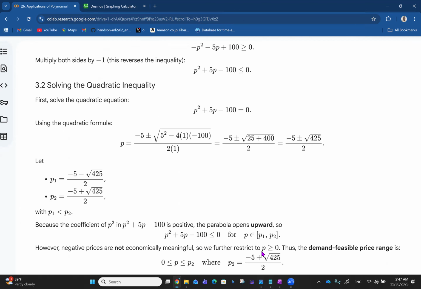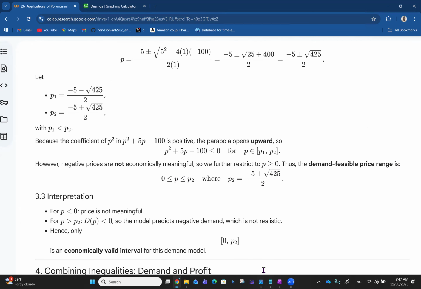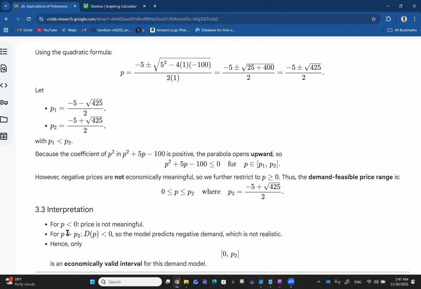So we further restrict to P greater than or equal to 0. Thus, the demand feasible price range is 0 less than or equal to P less than or equal to P2, where P2 is (minus 5 plus square root of 425) over 2. The interpretation here is that for P less than 0, price is not meaningful, and that is what P1 represents. So that's why we knock it off.